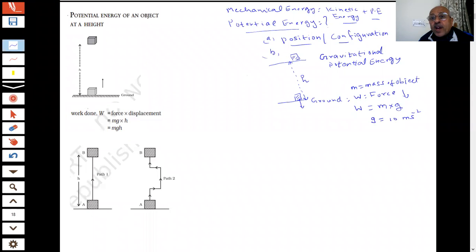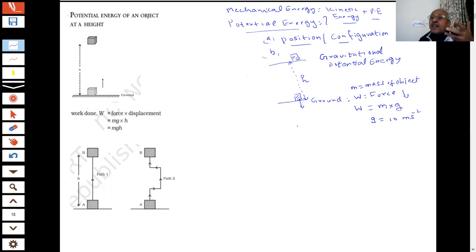So I do some work, students. And by doing work, I lift the object to a height h. As soon as you have done work on the body, you have given energy to the body, and that energy gets stored in the body in the form of potential energy. So the work done by you in lifting the object from ground to height h has become stored in the form of energy, which we call gravitational potential energy.